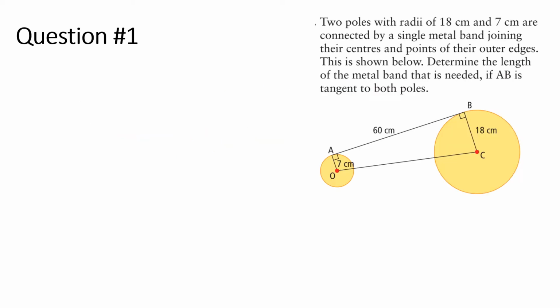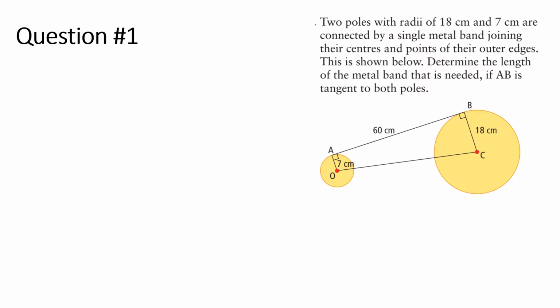Let's go with classroom example number 1. Two poles with radii, which is plural form of radius, of 18 centimeter and 7 centimeter are connected by a single metal band joining their centers and points of their outer edges. This is shown below as a diagram. The question is asking us to determine the length of the metal band that is needed if AB is tangent to both poles. So I want you to pause this video for about a minute.